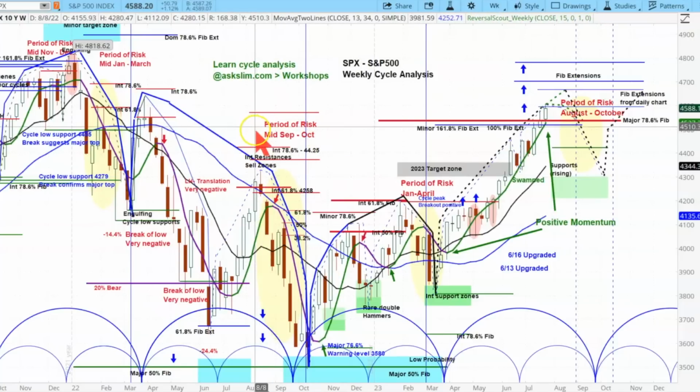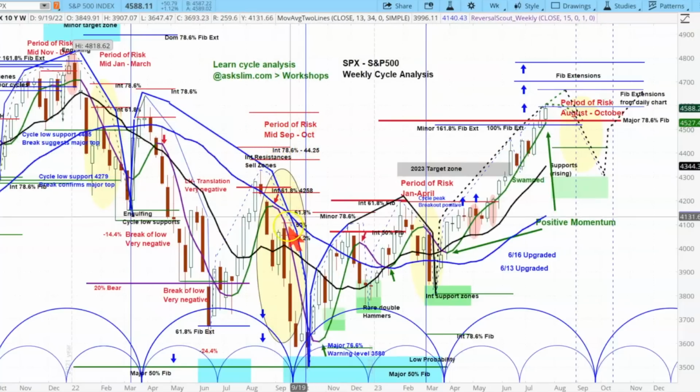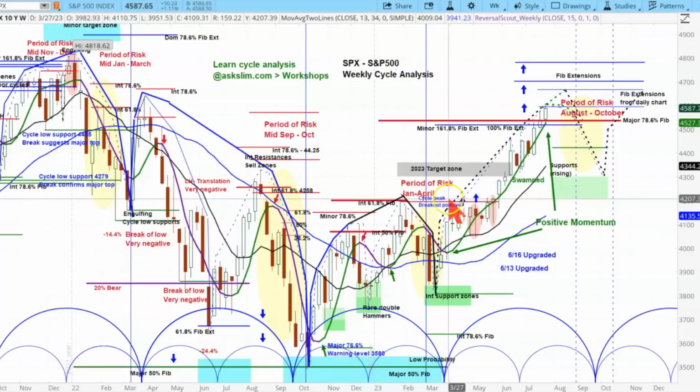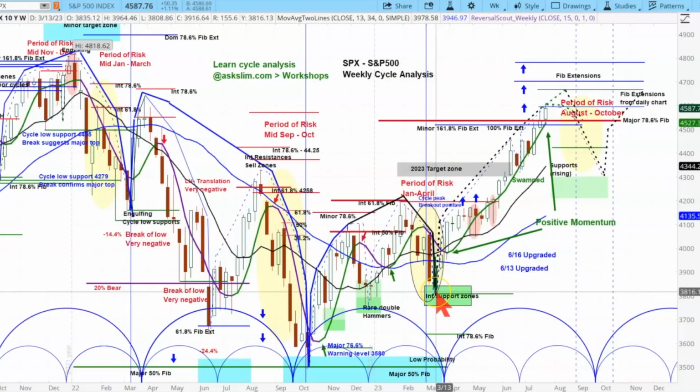Here, the period of risk was mid-September through October. So we believed it would decline from somewhere mid-September, and it actually fell from late August through October, and it made its low right over here October 10th, the week of October 10th. You could see the quality of that also. Here, the period of risk was January through April. So it made its peak over here in January. It declined over here through mid-March, and that was pretty spot on.